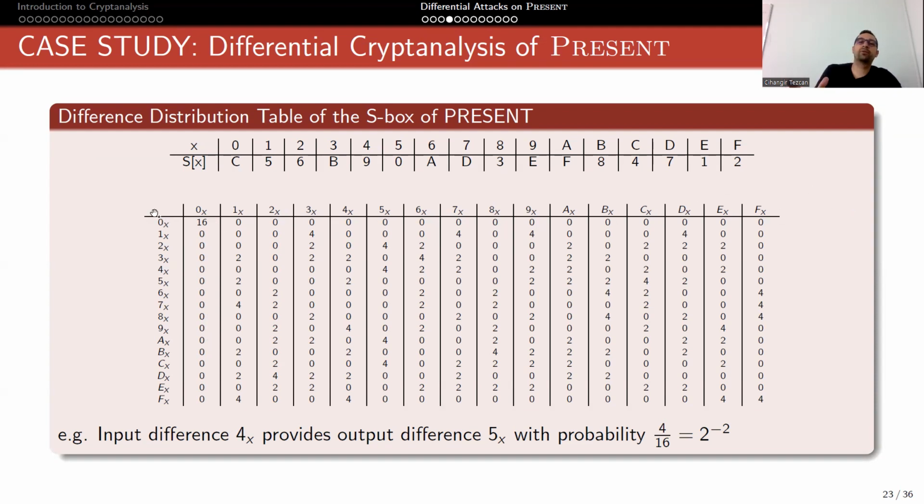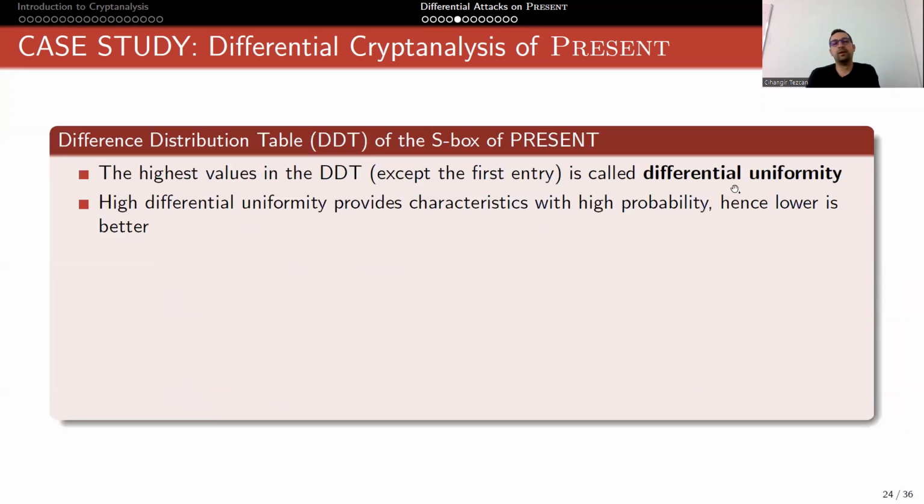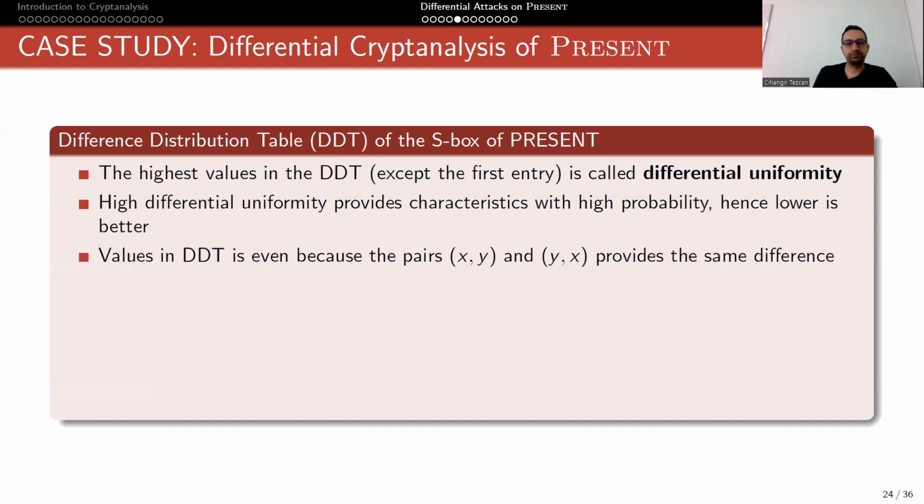So instead of a 4 by 4 S-box, if it were an 8 by 8 S-box, this value would be 256, okay? So we don't care about this first row or first column. We focus on this part, and we look at the largest value in the remaining part, and that is called differential uniformity. High differential uniformity provides characteristics with high probability, hence lower is better for the designer, and higher is better for the attacker. Values in the DDT are even because the pairs (x, y) and (y, x) provide the same difference.